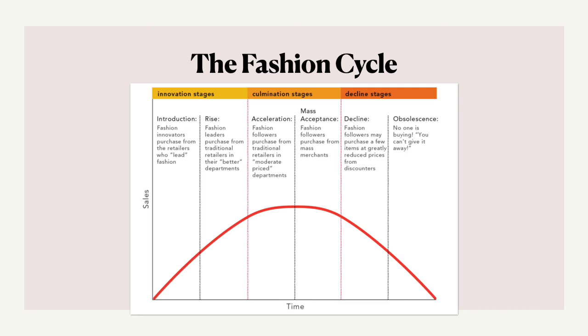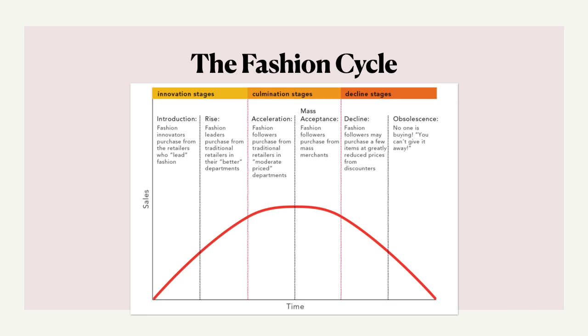Let's take a look at this graph. So in the innovation stage, new product is introduced, and that product will have a rise in the acceptance by an increasing number of consumers. This is also the stage where you will begin to see knockoffs of a product and also adaptations of a product. Adaptations will have many of the dominant features of the product, but it is not an exact copy.